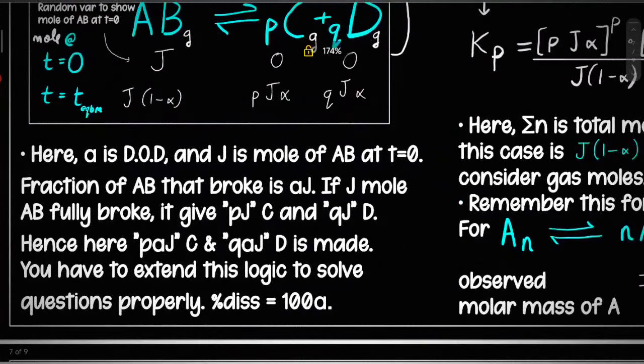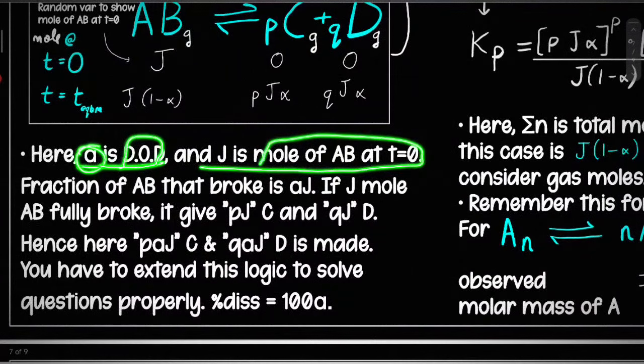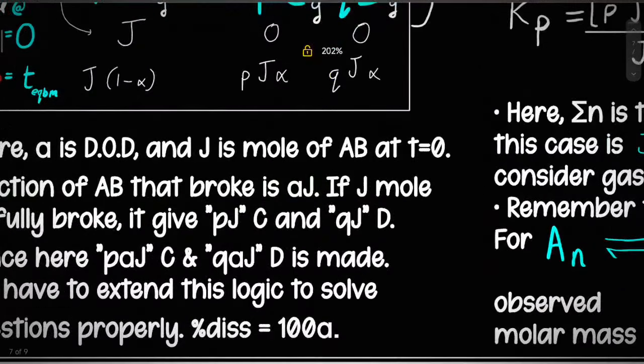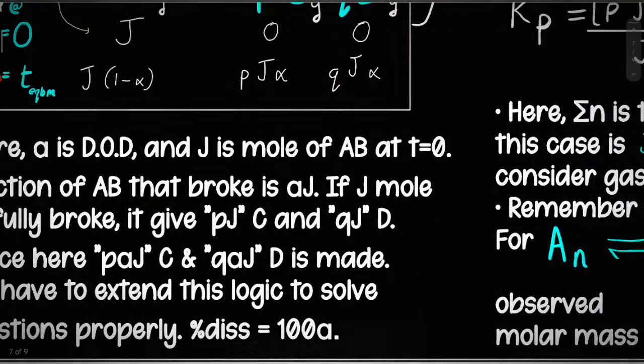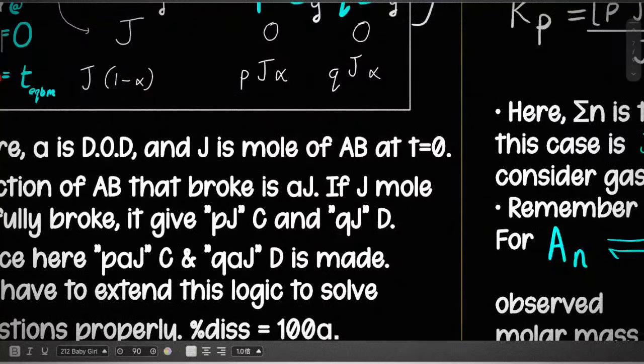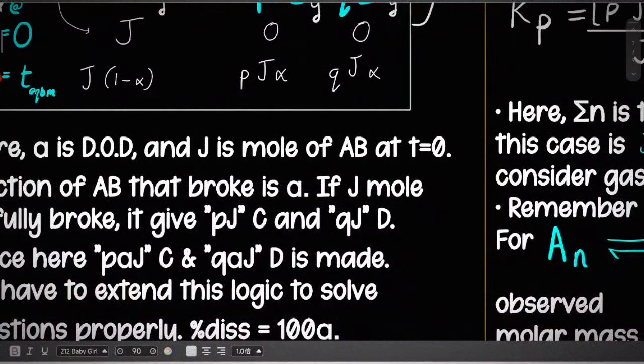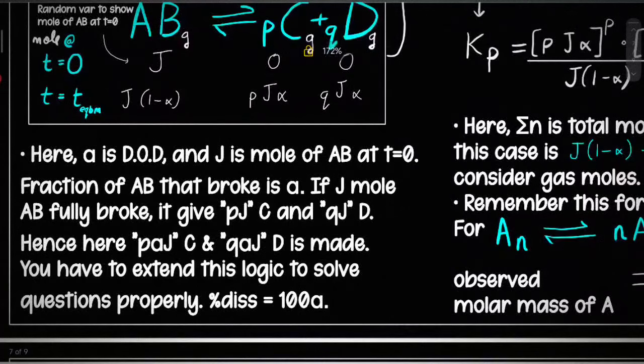I have explained this in the text as well. Alpha is the degree of dissociation and J is the moles of AB at t equals 0. The fraction of AB that broke is alpha. As you know, what I wrote is wrong, I have written it in a wrong way. Alpha is the fraction. Alpha J is the net amount that broke.